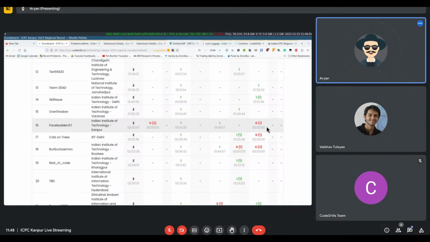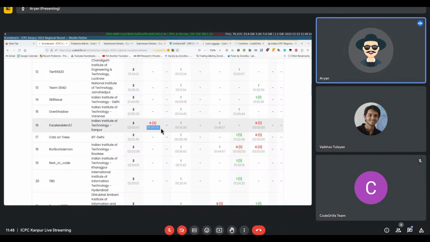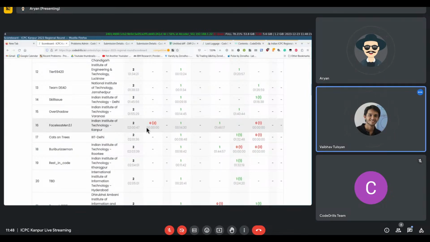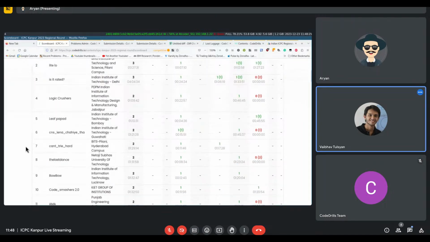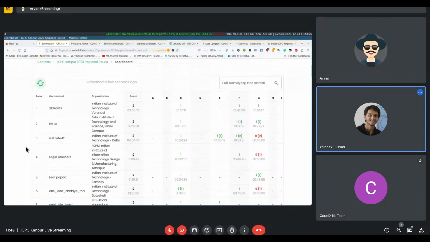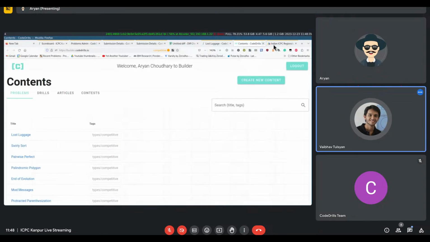Yeah, I think they should get to four quickly. No, this will take some more time. I mean, Palindromic Polygon is also left, right? Yeah, these two are left and they would be able to get it. Cool. Yeah, looks like we have a tough contest in front of us today.